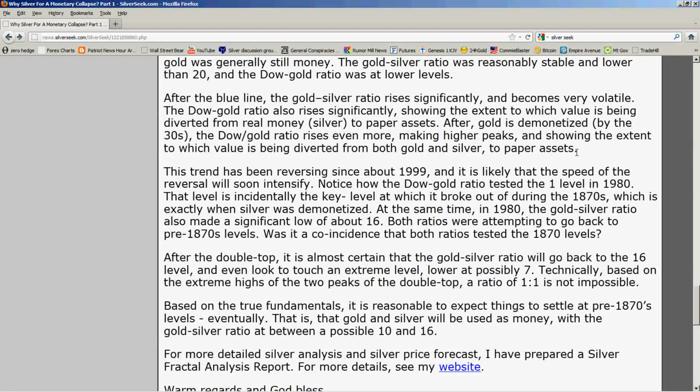After the double top, it's almost certain that the gold-silver ratio will go back to the 16 level and even look to touch the extreme level, lower at possibly 7. Now, I believe actually it's going to be less than 1-to-1. And he says that here. Technically, based on the extreme highs of the two peaks of the double top, a ratio of 1-to-1 is not impossible. Based on the true fundamentals, it is reasonable to expect things to settle at pre-1870s levels eventually. That is, that gold and silver will be used as money with the gold-silver ratio at between a possible 10 and 16. For more detailed analysis, and he gives you his website.